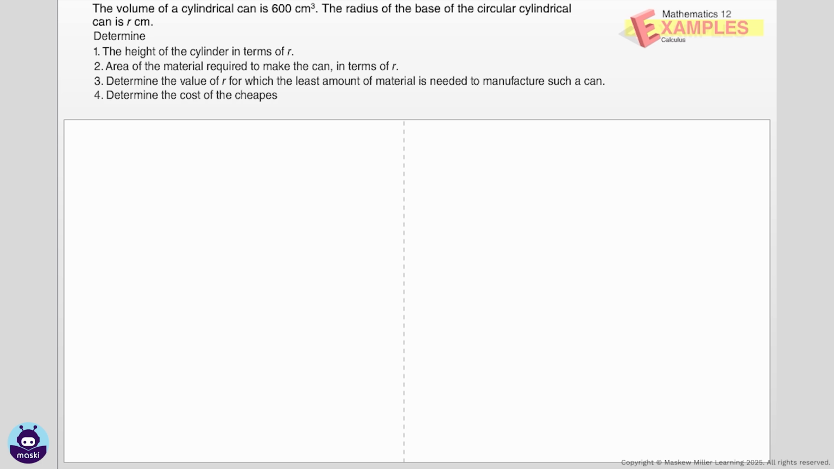Determine the value of r for which the least amount of material is needed to manufacture such a can. Determine the cost of the cheapest can that can be manufactured if the cost of the material is 400 Rand per meter square, excluding the cost of labor.